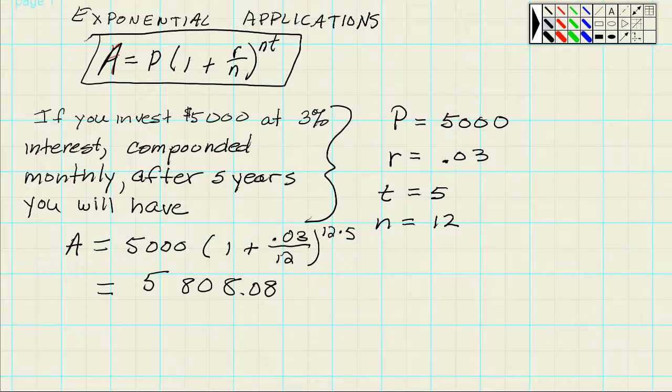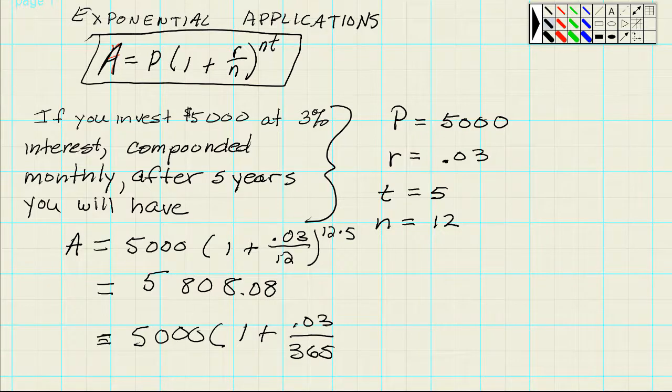If you work that out on your calculator, you end up getting $5,808.08. Now suppose I said you're compounding daily. So if you're compounding daily, the total amount would be what you get if you do 5,000 times 1 plus 0.03 divided by 365 raised to the power of 365 times 5. And you end up with a little bit more, not a whole lot more, $5,809.14.